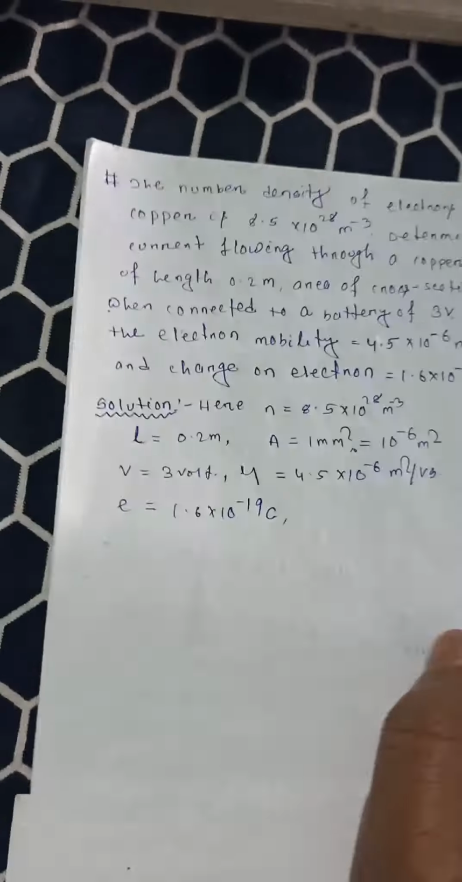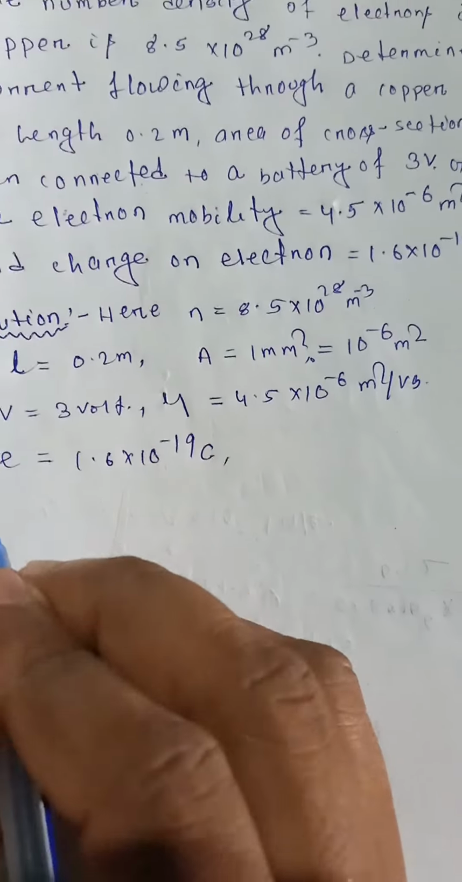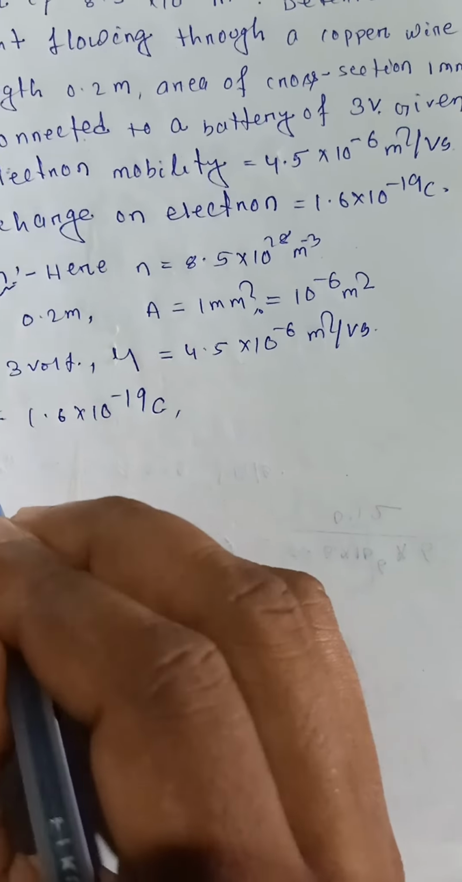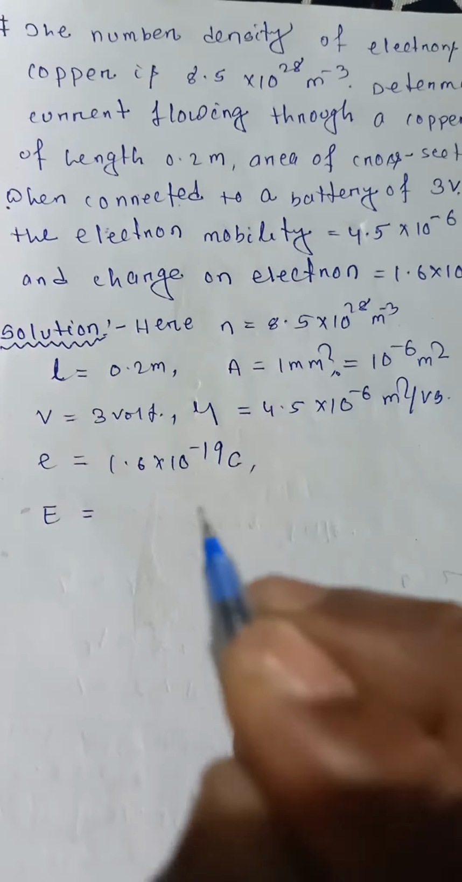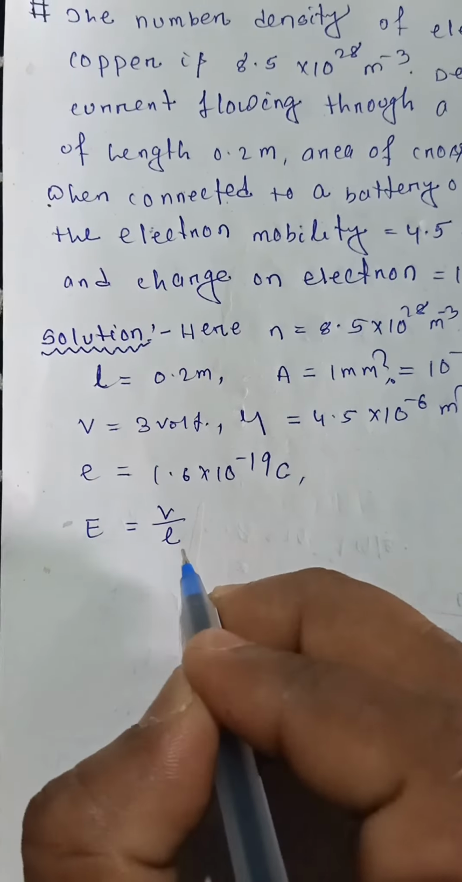First we have to calculate the electric field intensity. So the electric field equals potential divided by length.